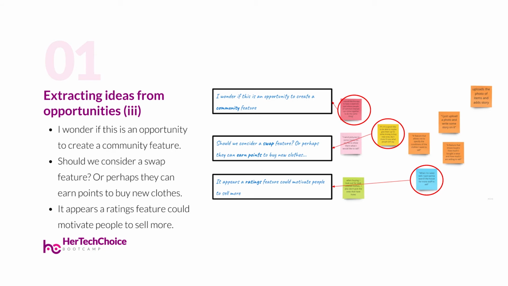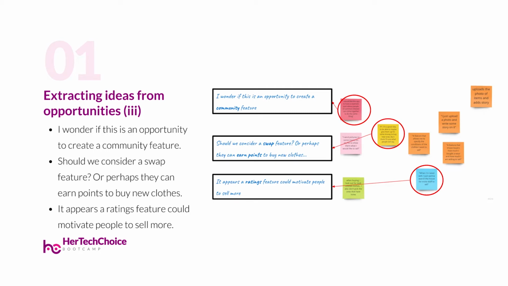Okay, still on that part, now we are still trying to extract ideas from what we have brainstormed about. Should we consider a swap feature, or perhaps they can earn points to buy new clothes? This is in the case where mothers can give up their clothes for some money to buy new ones, not necessarily collecting this money. We can have a swap feature on the application where mothers can use it to get new clothes for their children.